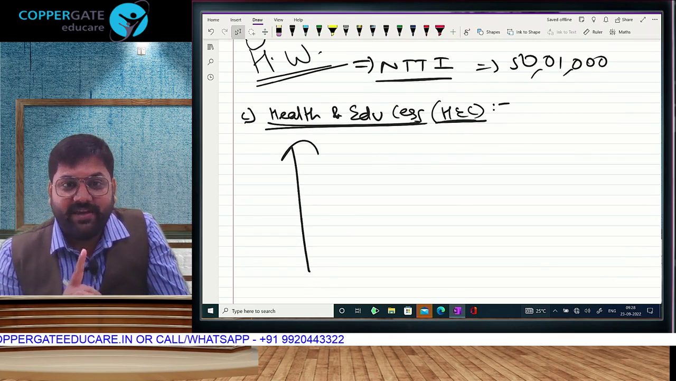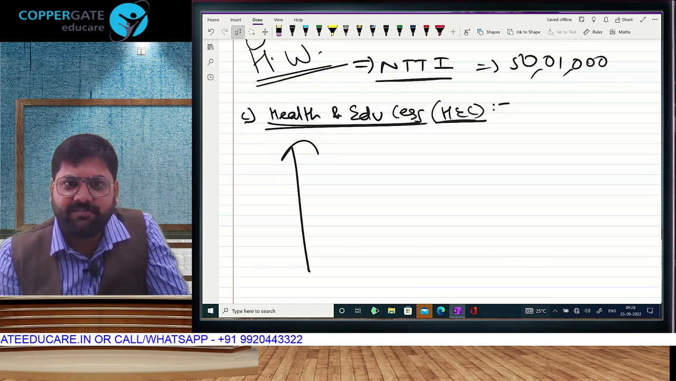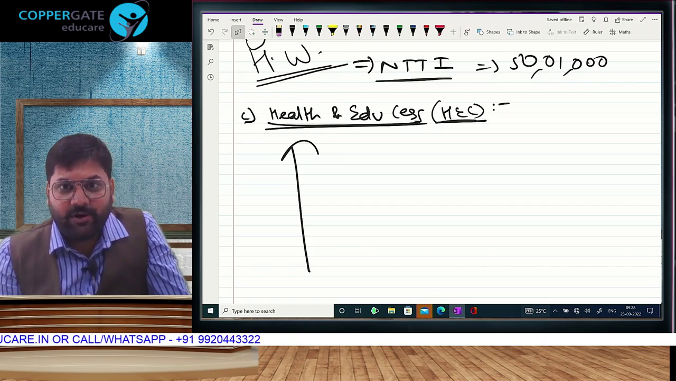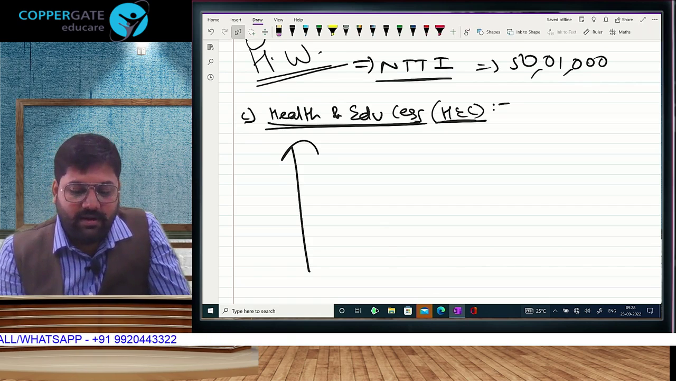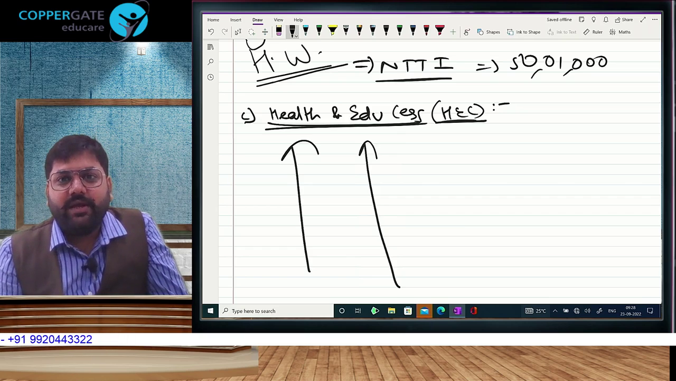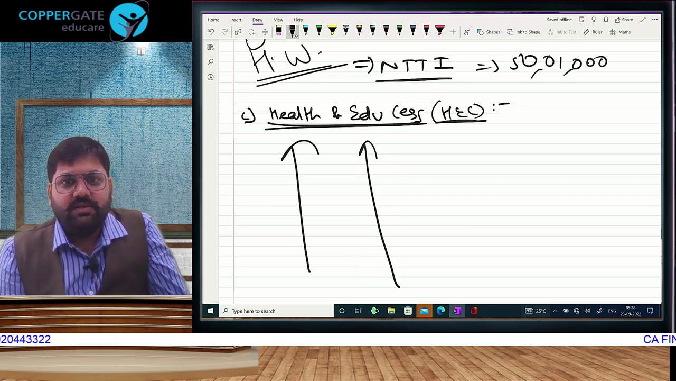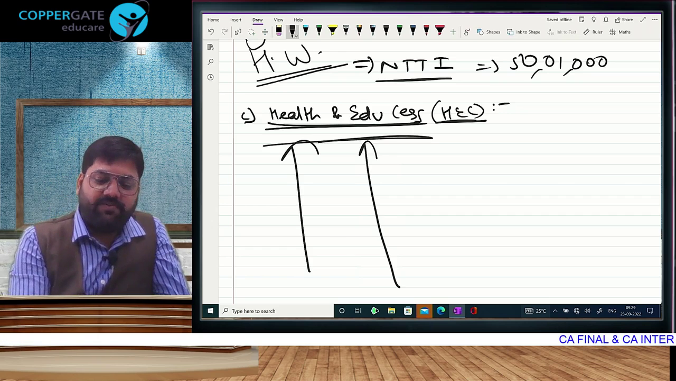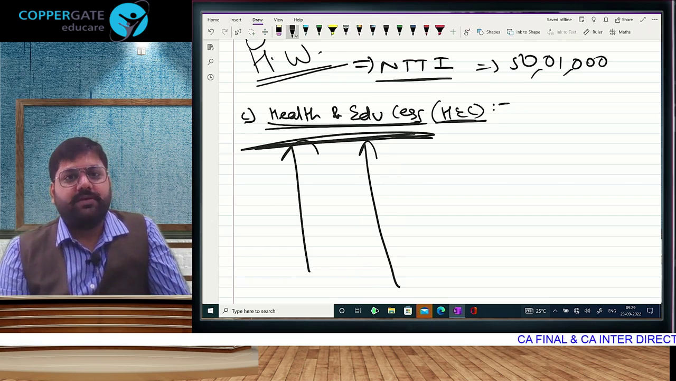Health and education cess. Government provides free vaccines, free health. Government hospitals mein treatment is free. Whether to take it or not take it is your problem. Likewise, government provides free education up to the age of 14 years. Whether you take it or you don't take it, that is your problem. Government is providing free school, college, hospital.